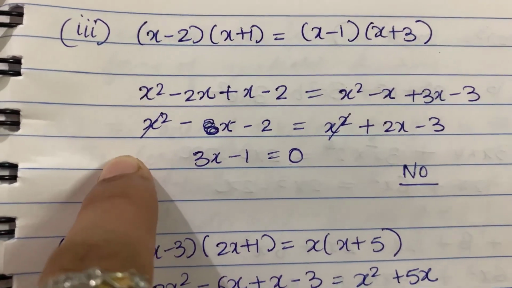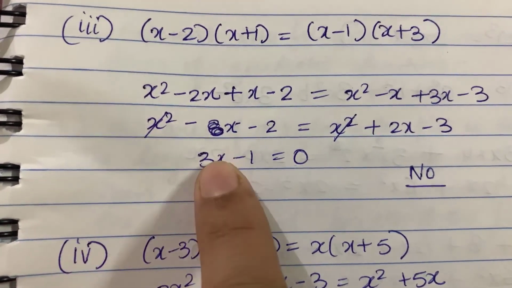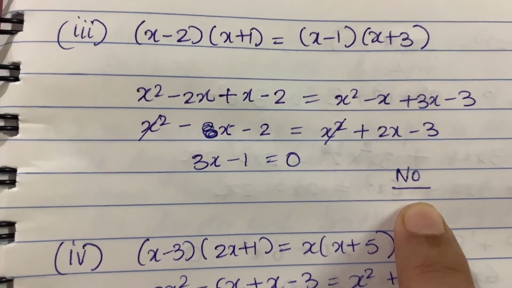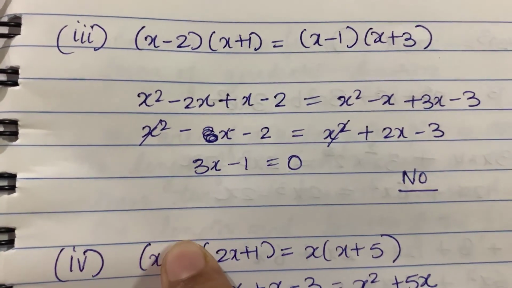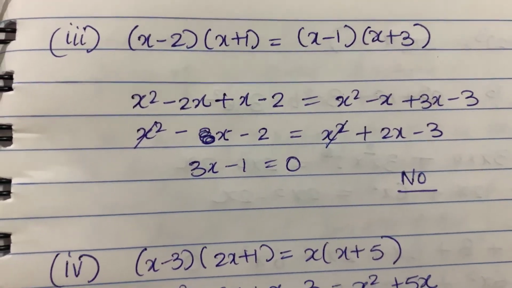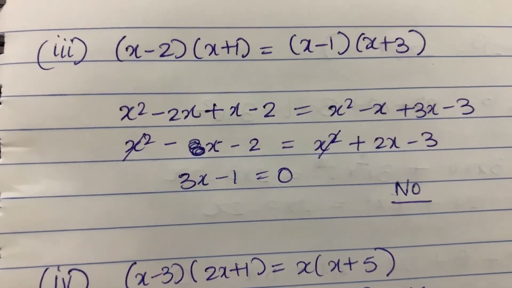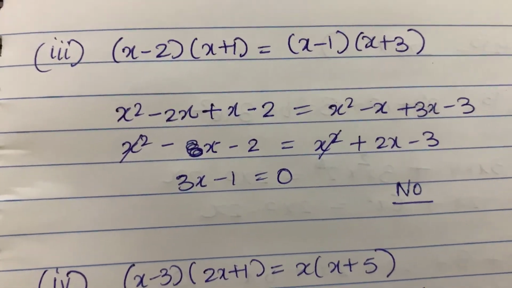So the degree here, a is 0. So it is not a quadratic equation. A is 0, or we do not have any term where the degree of x is 2.